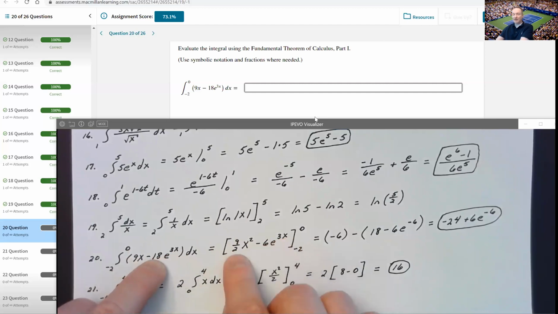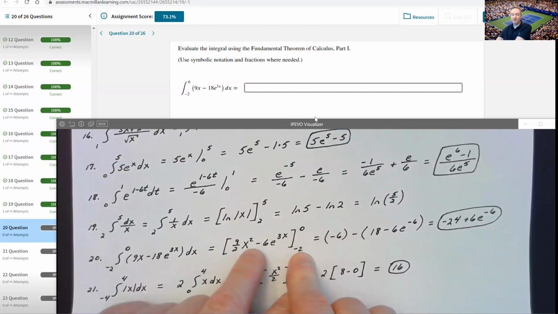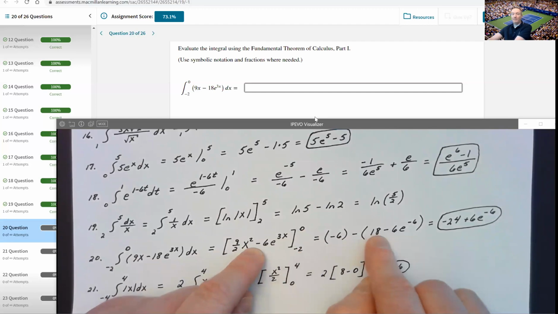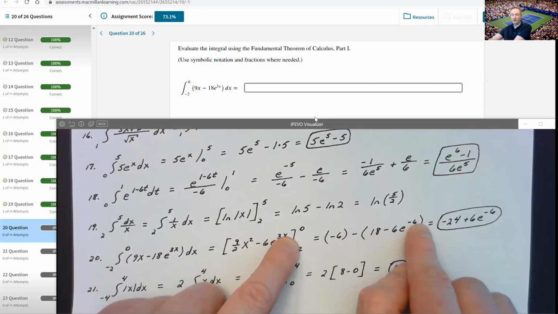So now I need to evaluate that answer from negative 2 to 0. You first plug in the upper limit. The first term would be 0. The second term is going to be minus 6 times e to the 0, which is minus 6 times 1. We get a negative 6 for the upper limit. Now minus the lower limit. When you plug in a negative 2, your first term is going to be 9 over 2 times 4. So that's going to be 18 minus 6 times e to the negative 6th power.